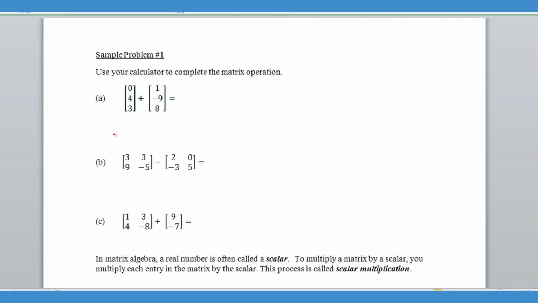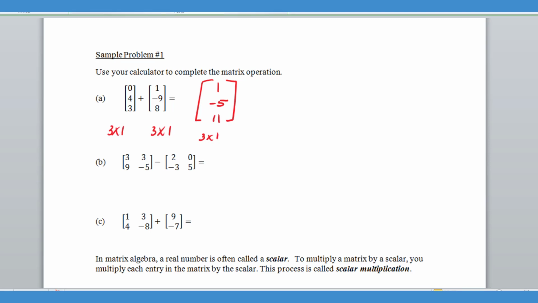So we can see here that first of all I have 3 rows, 1 column, 3 rows, 1 column. That lets me know that I can add the individual parts, and so then I'm going to do that. 0 plus 1 is 1. 4 plus a negative 9 is going to give us negative 5. And 3 plus 8 is going to give us 11. And I'm going to use these little square brackets. And that gives me a 3 by 1 matrix, just like the other matrices were. And so that's how that should come out.